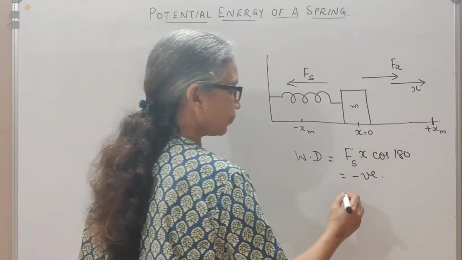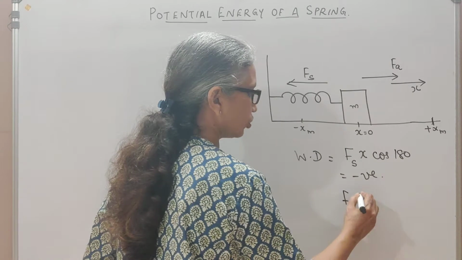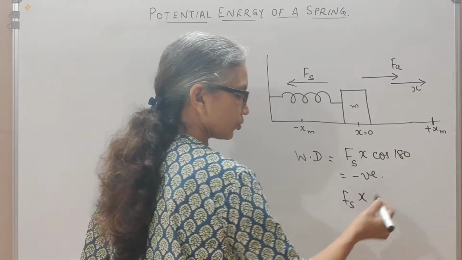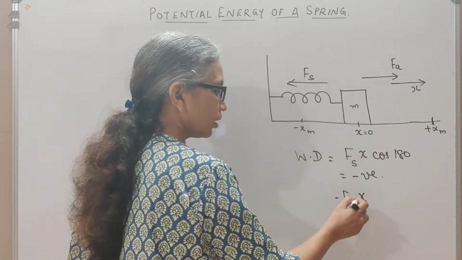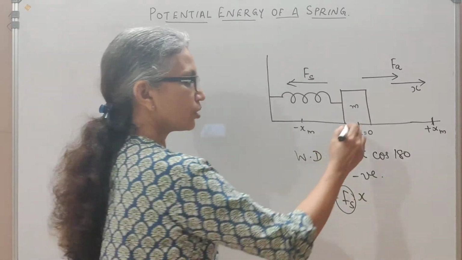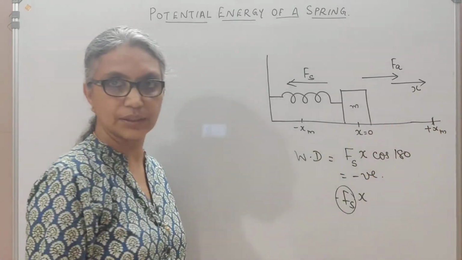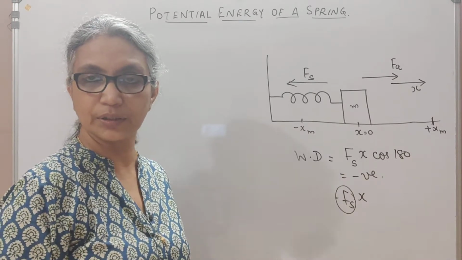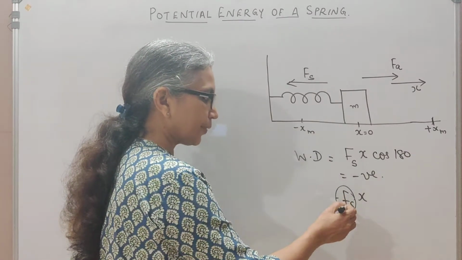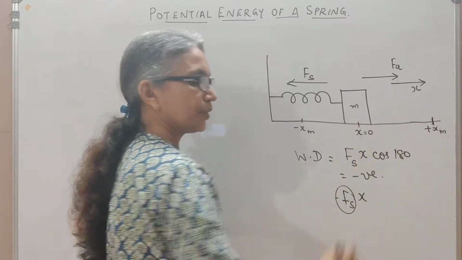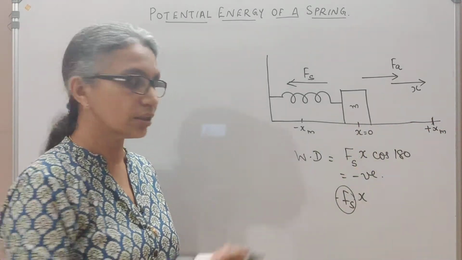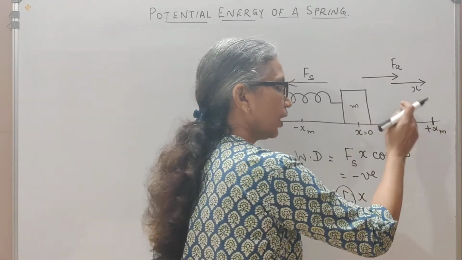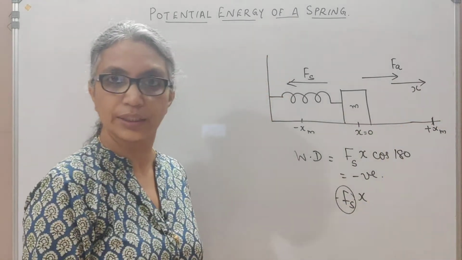Now you cannot simply say the work done is Fs into x into cos 180, which is minus, because this force is not a constant throughout the whole displacement. We just saw it's a variable force. It goes on increasing with displacement. So you cannot simply multiply Fs with the total displacement xm, because during this displacement, at each interval the force is going on increasing.